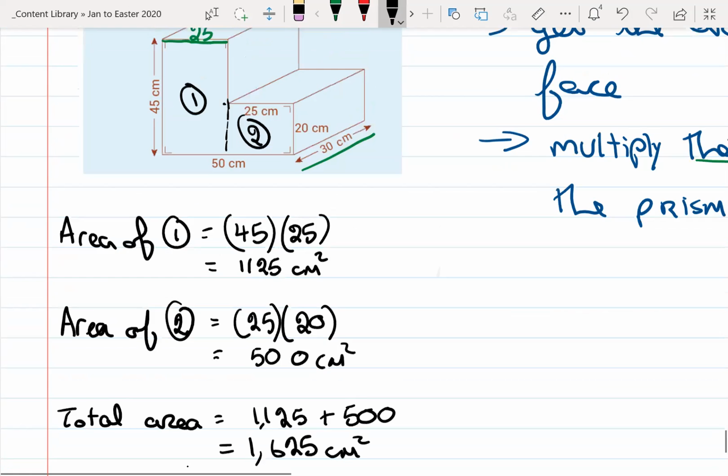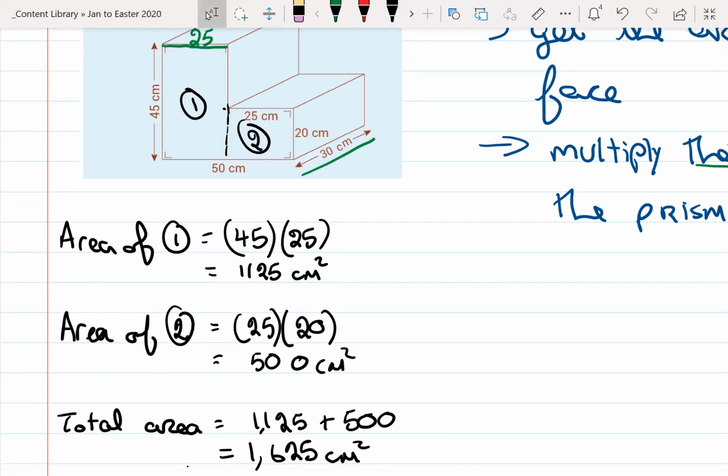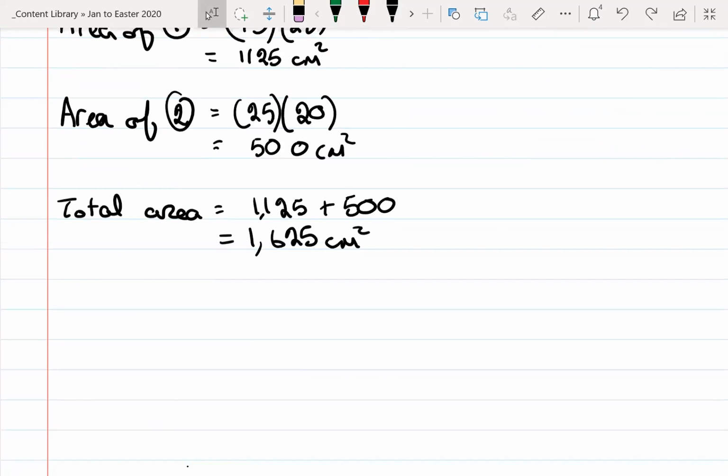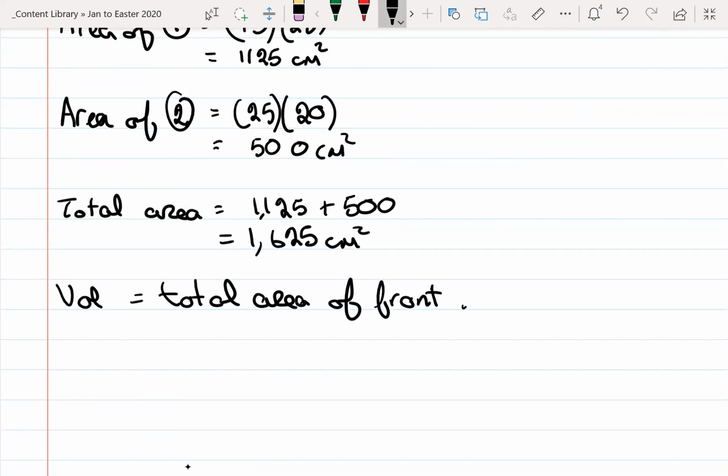Now, this shape has depth. It's a right prism. So we need to multiply it by, as I said over here, the depth of the prism, which we can see here is 30. So we multiply our area. The volume is equal to the total area of the front face multiplied by depth. Now you can see, you don't have to write this out yourselves.